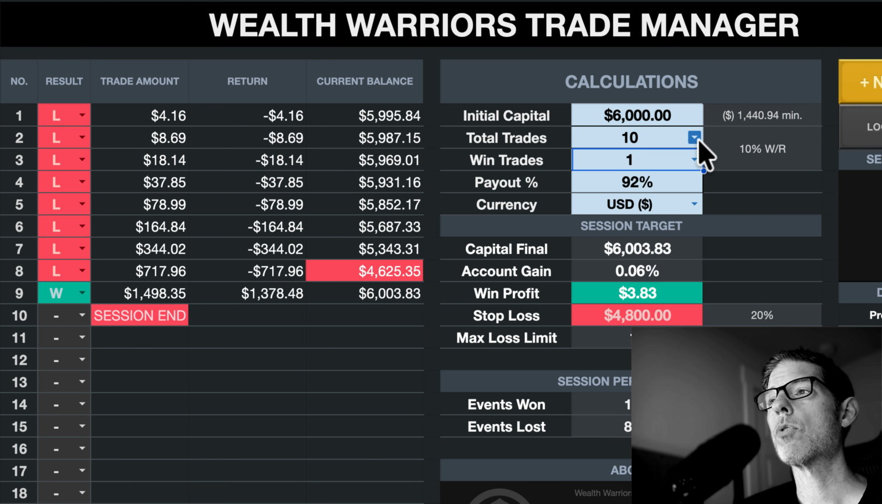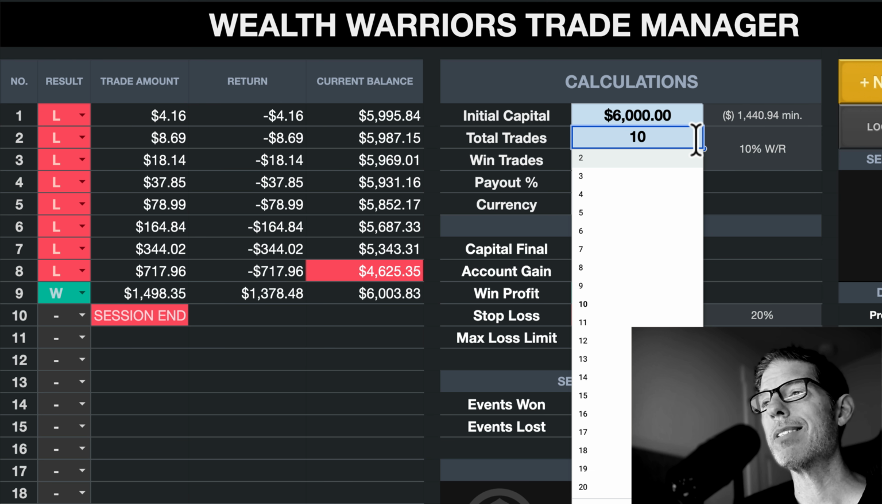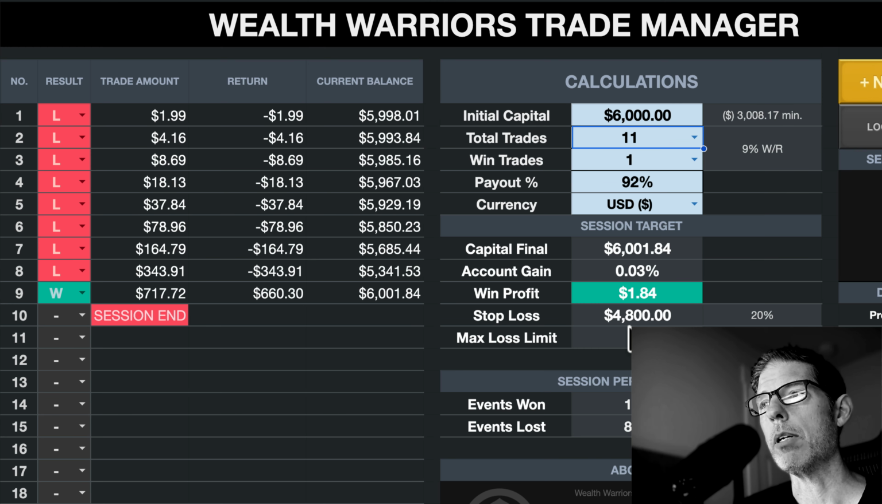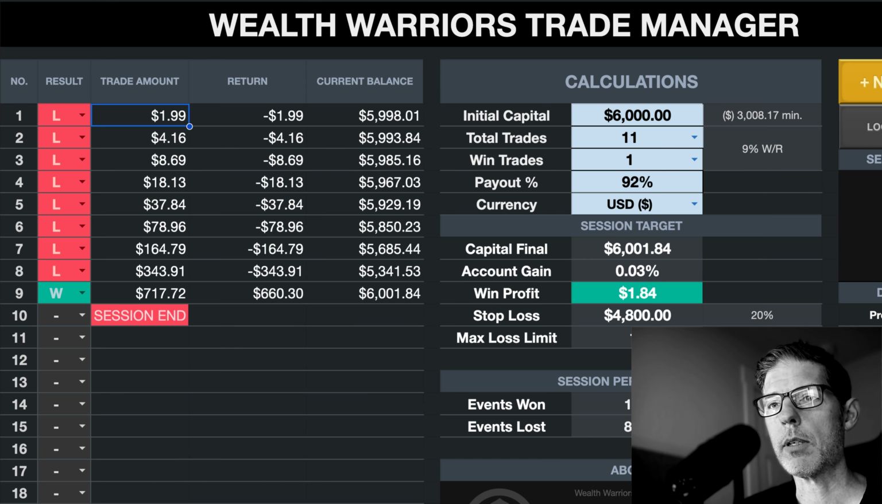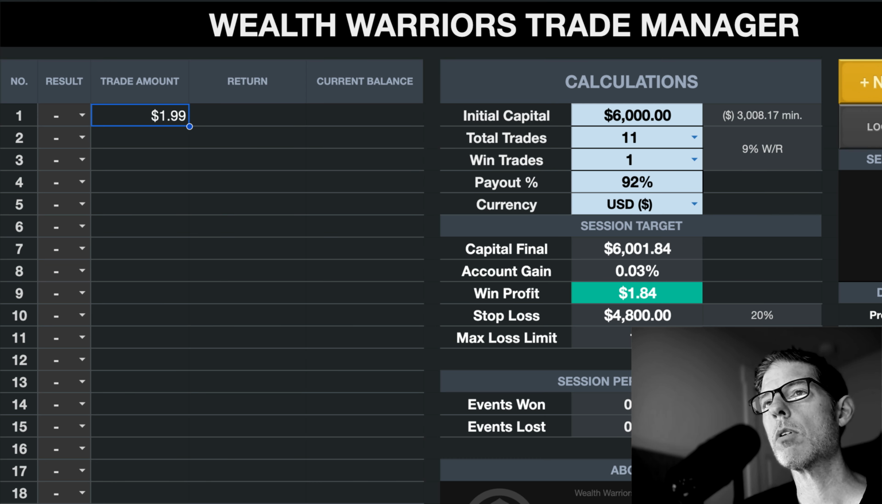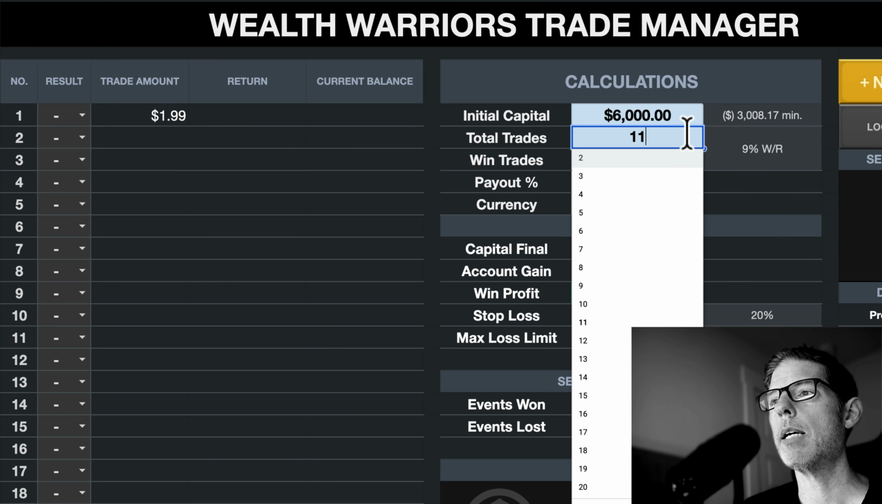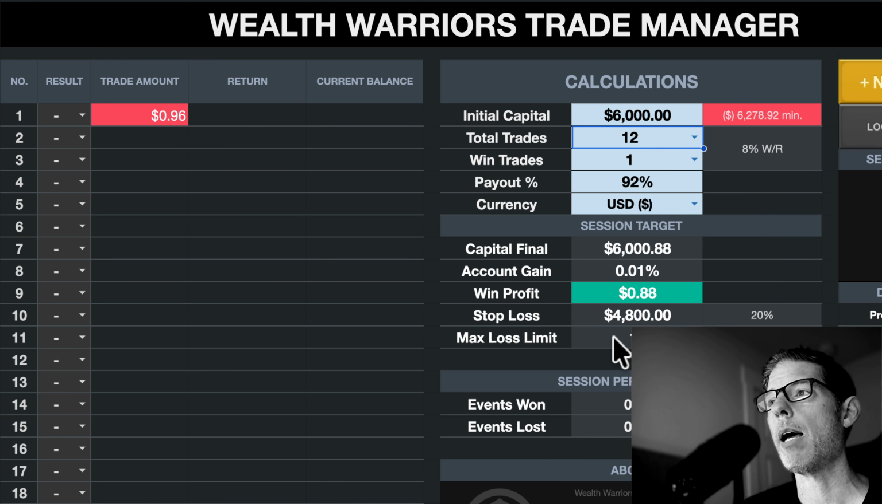Taking this total trades to make it even safer, you would want to go down to 11, right? So you're winning 1 out of 11. Now you're still over $1. You almost got like $2 for the first trade here. Let me go ahead and clear this out. So the first trade is still well over $1. With 6,000 bucks, you could take this down. Let's go to 12 and see what happens.